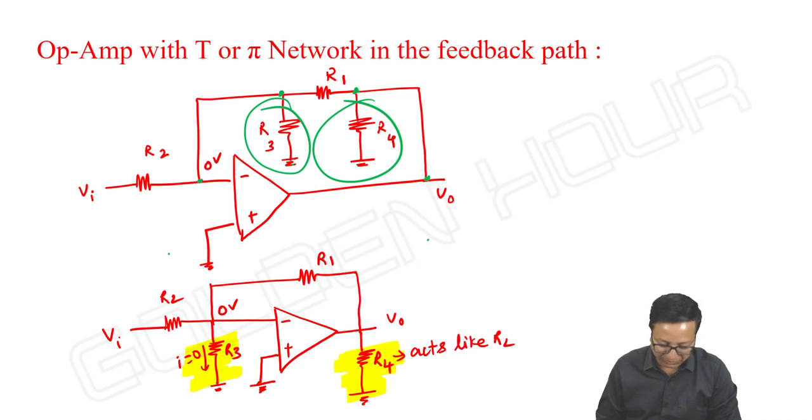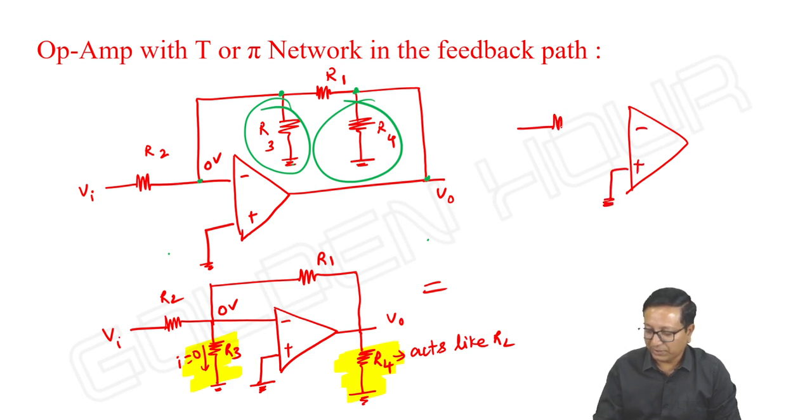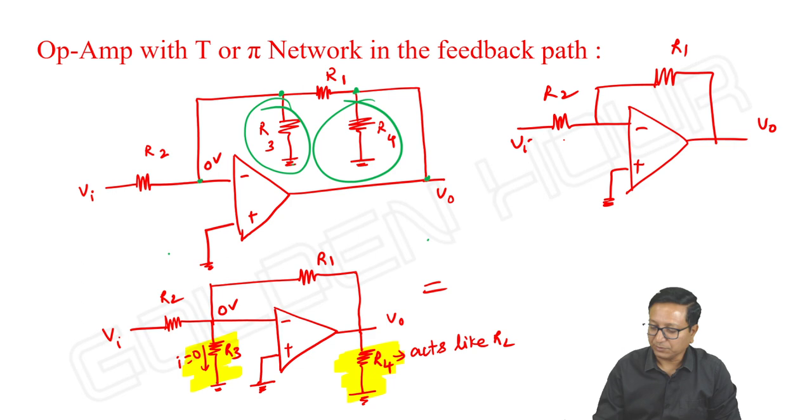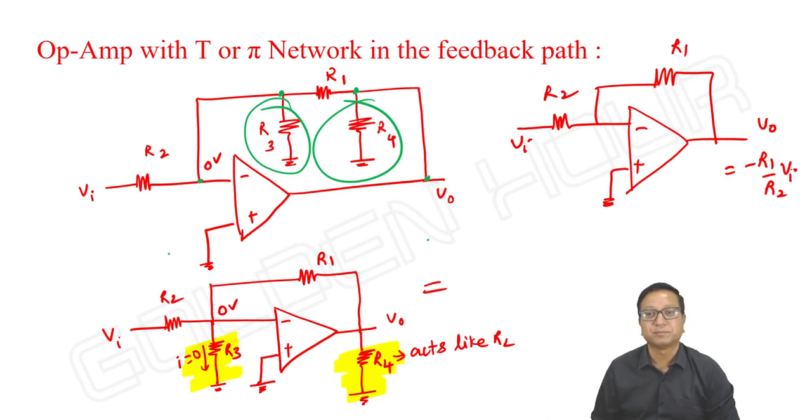Finally, what is the output? V output is the same as that of our basic circuit only. This is what I told you in the previous lecture. So it is minus R1 by R2 times VI. That's it. A very, very simple one, if you have some pi network in the feedback part.